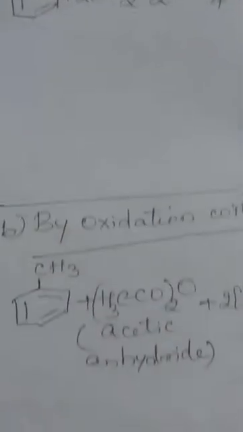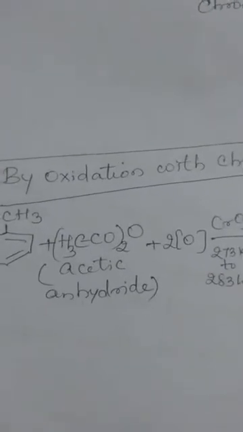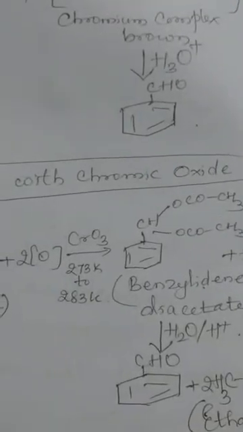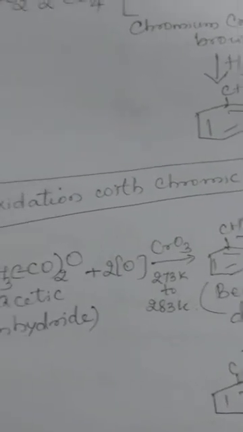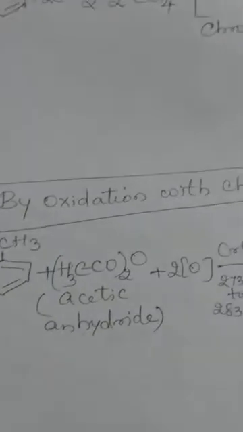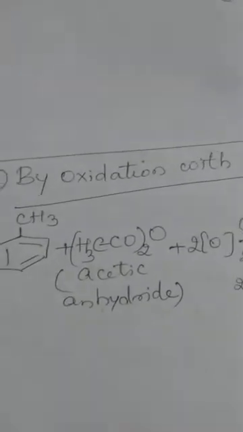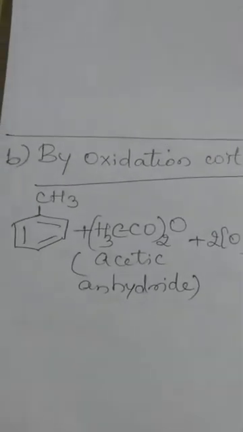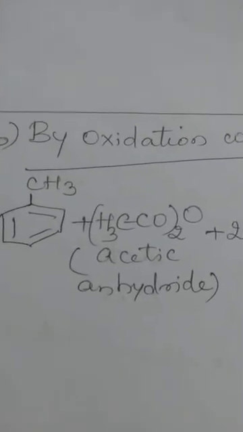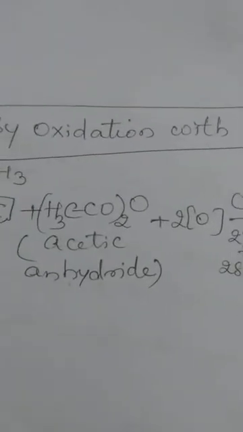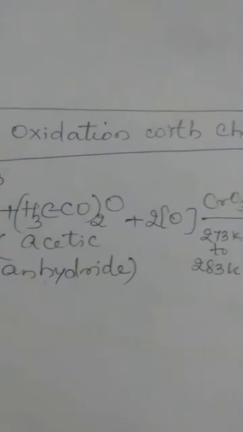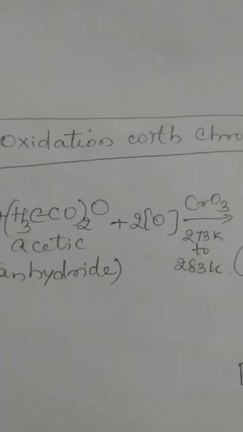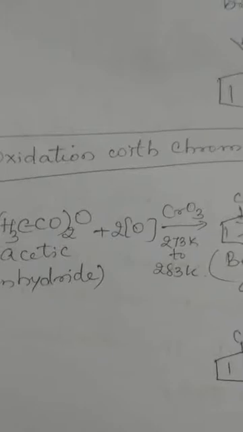From toluene itself, there is one more method, by oxidation with chromic oxide. Chromic oxide has the formula CrO3. So here you will start with toluene once again and treat it with chromic oxide in acetic anhydride. Acetic anhydride has the formula (CH3CO)2O, and the nascent oxygen, written here as 2[O] in square brackets, is obtained from chromic oxide CrO3. The temperature to be maintained is between 273 to 283 Kelvin.